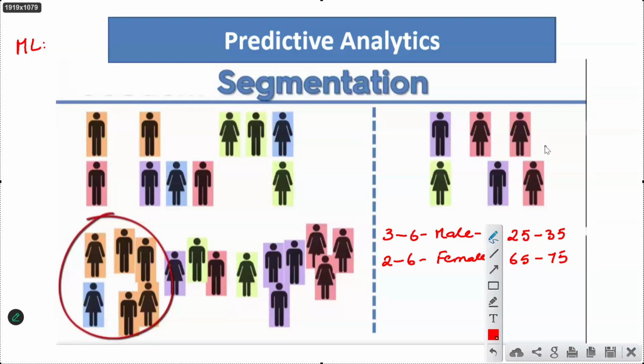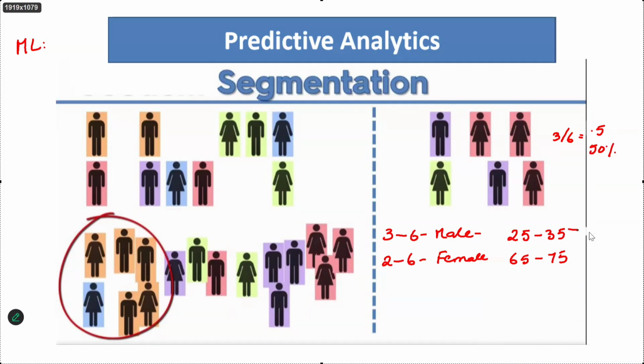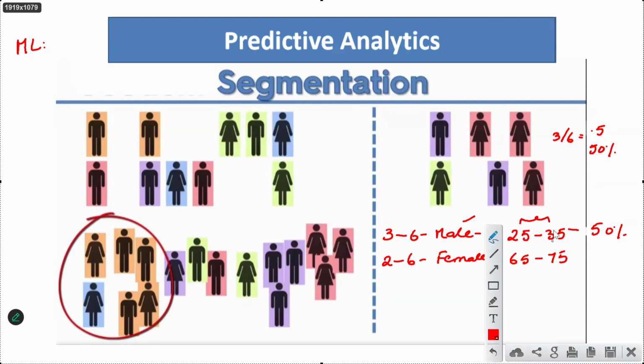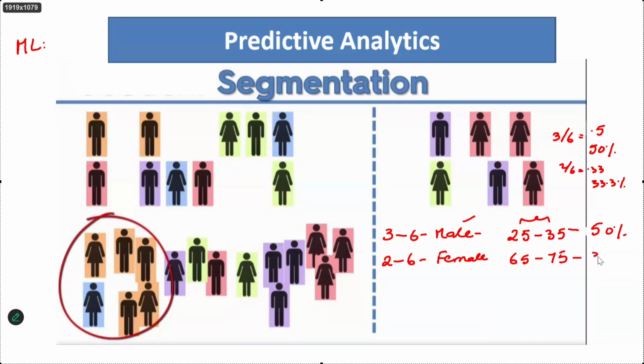And 3 out of 6 means 3 by 6, that is 0.5, and if you convert into probability, that is 50%. So they said that next time there is a 50% probability that a male customer whose age is between 25 to 35 will leave your bank. And 2 by 6 is 0.33, which as a percentage is 33.3%. So there is a 33.3% probability that a female customer whose age is between 65 to 75 will leave your bank.